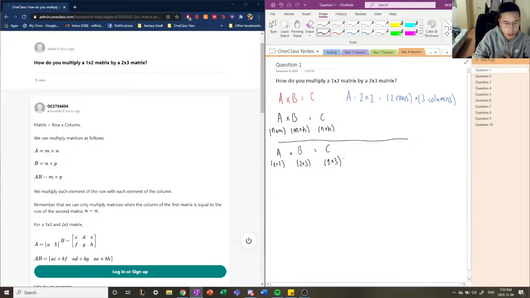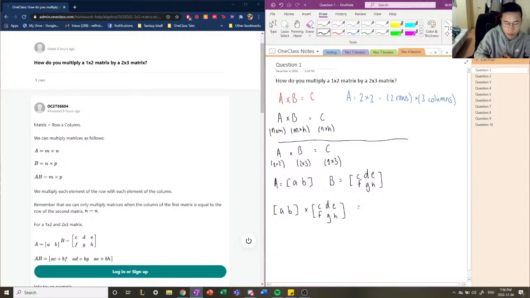Let's say that our matrix A consists of 1 row and 2 columns, with integer values A and B. And we have our matrix B, which is 2 rows and 3 columns. Let's write out our integers here. There are 2 rows, so C, D, E, and 3 columns, so F, G, and H. If we multiply these two together, what will we get? Let's do A, B times C, D, E, F, G, H.